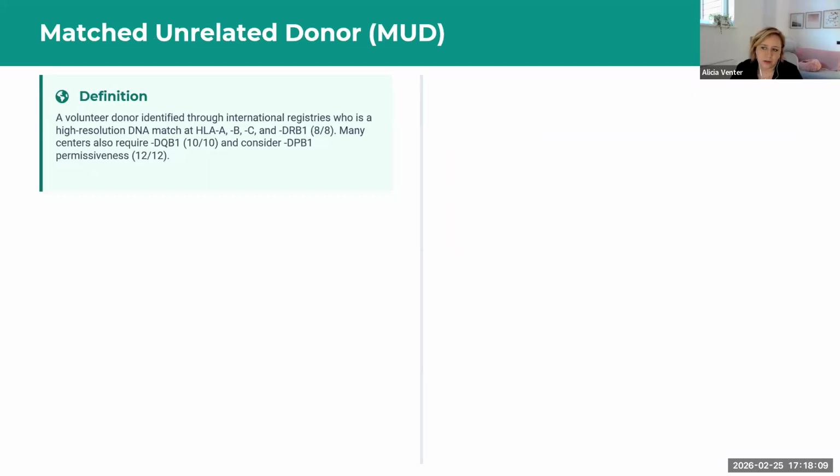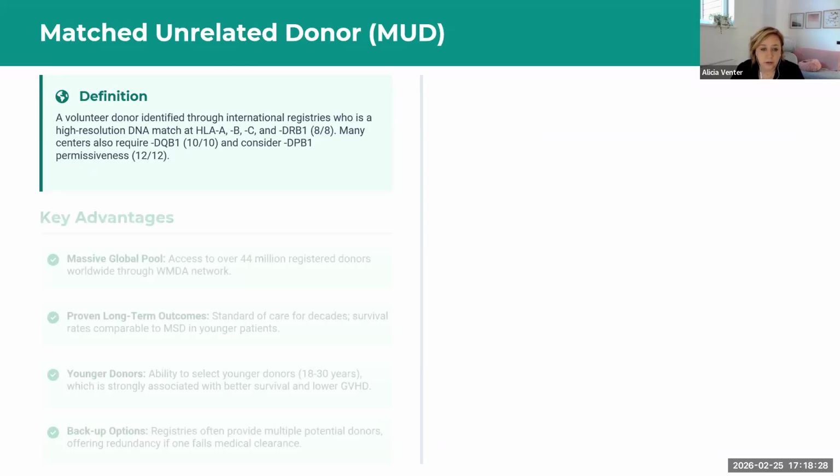Then I guess we would have to go to the next best thing, which is a matched unrelated donor. This, of course, is a volunteer donor identified through international registries who is typed at high resolution for HLA-A, B, C, DR, and most of the time DQ and even DPB1. The advantages of using a matched unrelated donor is that there's obviously a massive global donor pool.